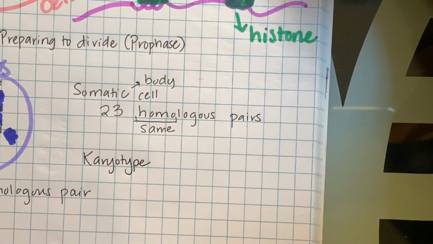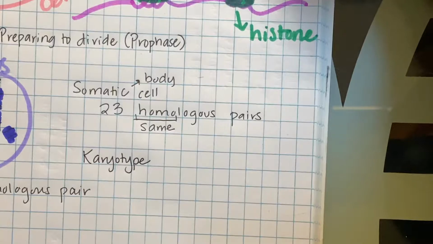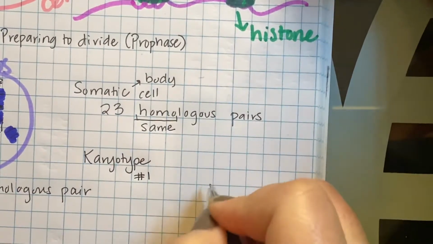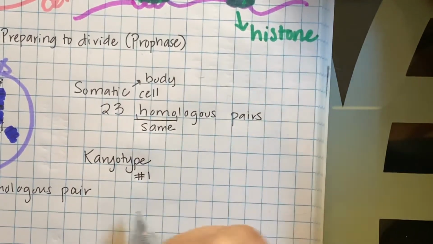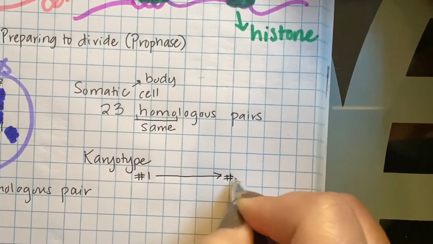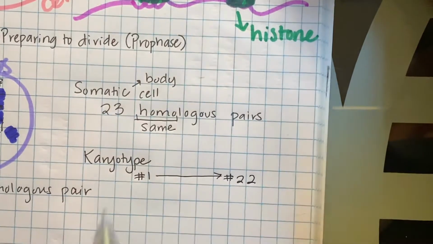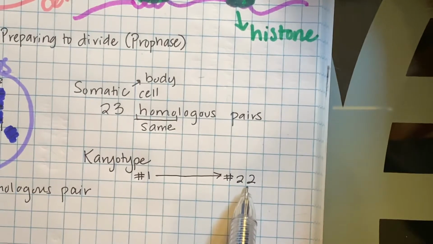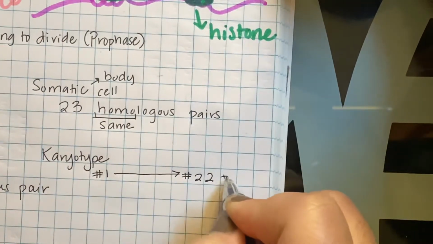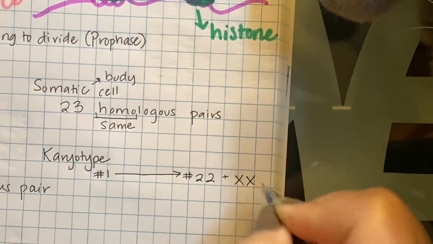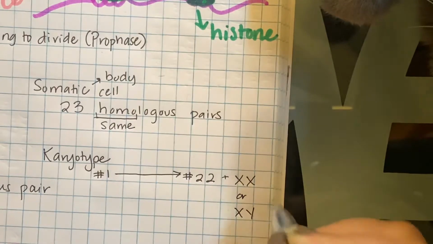And what a karyotype is, it takes all the chromosomes in a cell and organizes them from chromosome number 1 through chromosome number 23. It's a little chart of chromosomes, organized from number 1 to number 22. The longest chromosomes are number 1, the shortest chromosomes are 22, and then the last pair on a karyotype are your X's and your Y's. So you'll either have XX or XY.